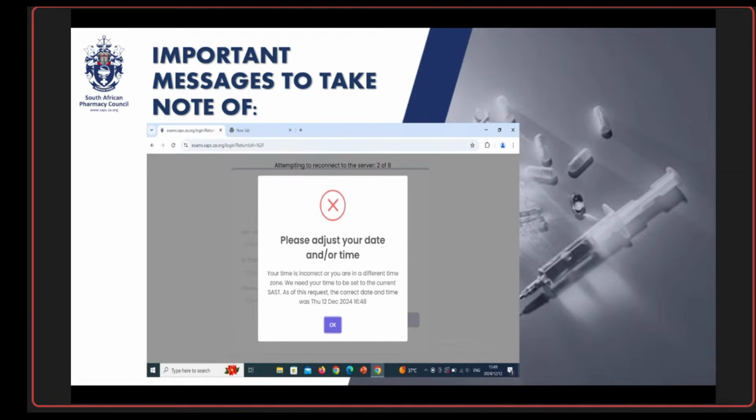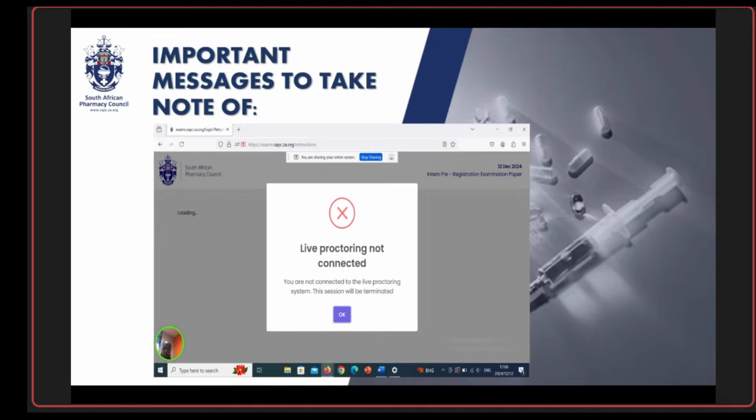In the case where you're writing using a computer that doesn't belong to you and you get this error message that says adjust your date and time, it's important to always make sure that the time set on your device is Harare, Pretoria. If it's any other, or if you're writing outside of the country, you need to adjust to that timeline, because if it's not adjusted, then you will not be able to continue with the examination. Another one is live proctoring is not connected.